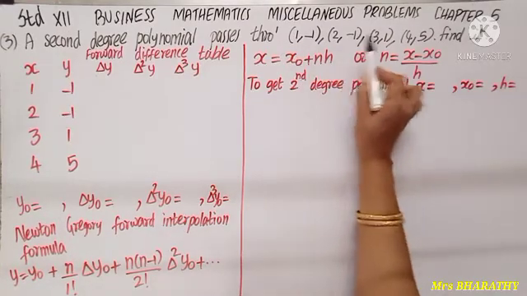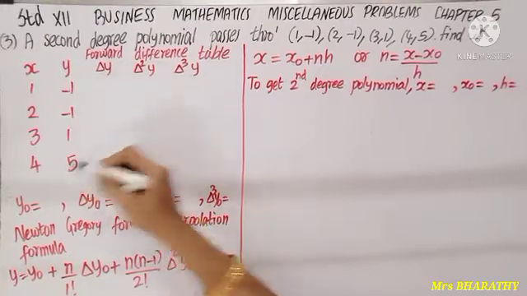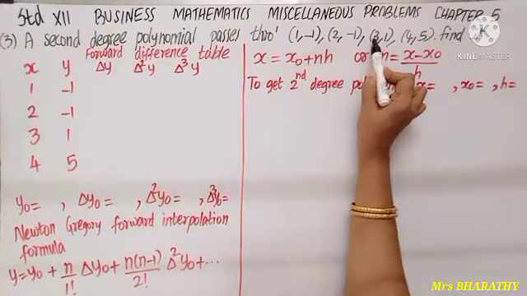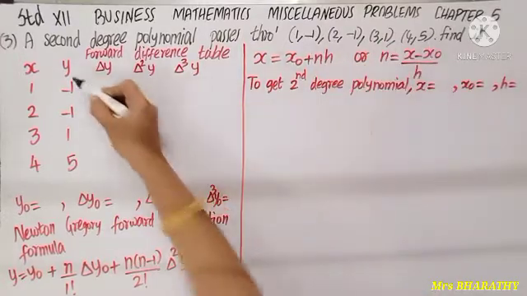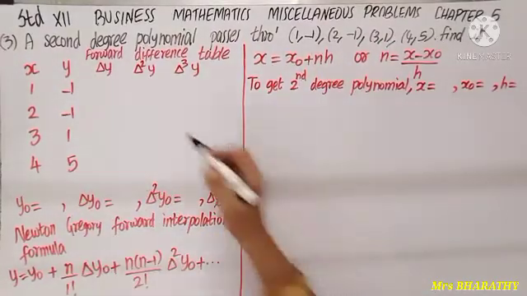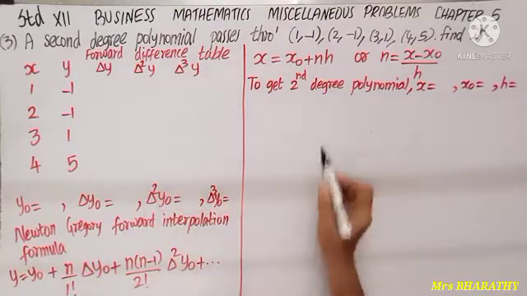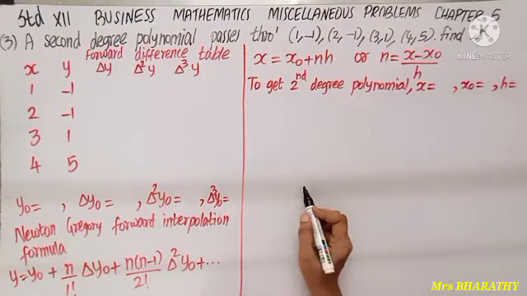Given 4 points, let us create the table. The first values we call x. The second values we call y. Let us create the forward difference table to arrive at the second degree polynomial.